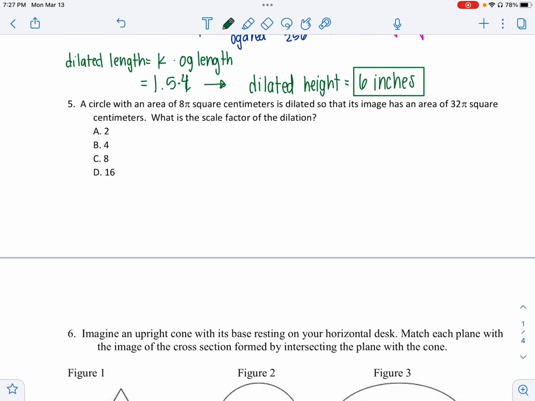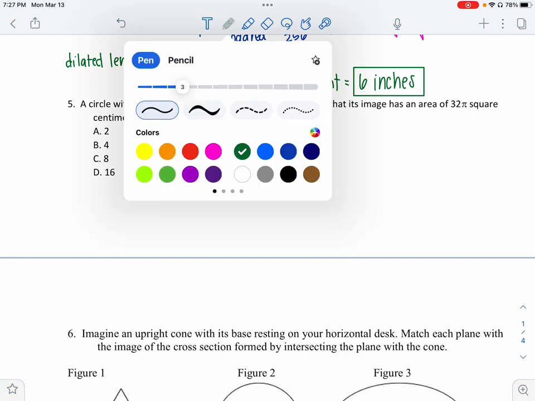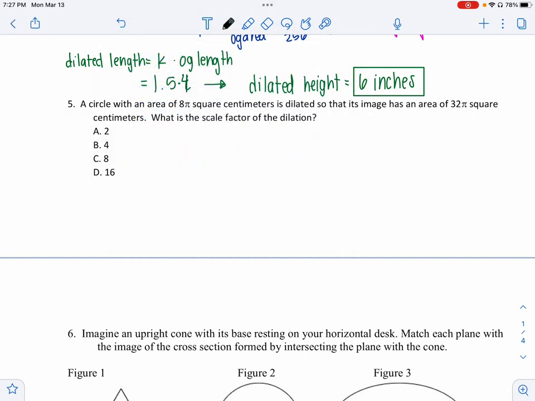A circle with an area of 8 pi square centimeters is dilated so that the image has an area of 32 pi square centimeters. What's the scale factor of dilation? So 8 pi is the original and 32 pi is the dilated. So k squared equals 32 pi divided by 8 pi, which means that k squared is equal to 4. Sorry, k squared. And since that's k squared, we want regular k by taking the square root of each side, which is equal to 2.